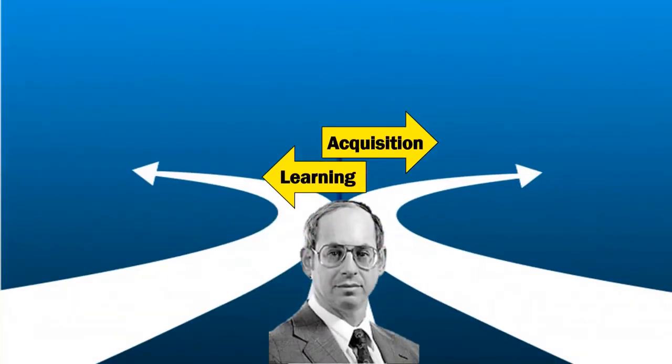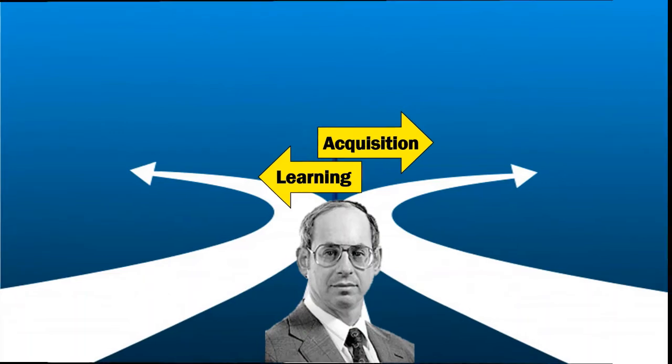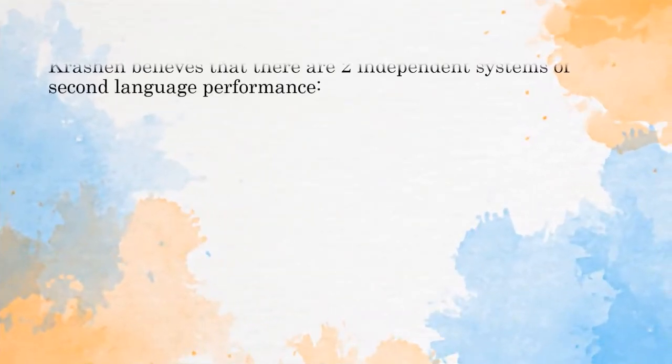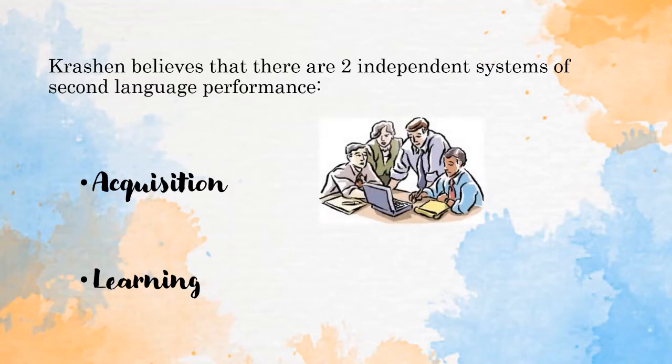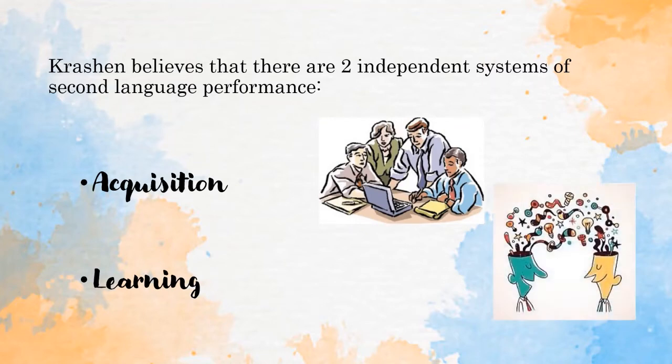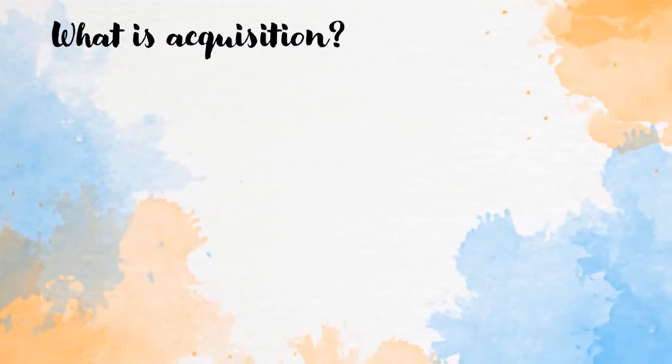Let's get started. According to Krashen, there are two ways of developing language ability: acquisition and learning. Krashen believes that there are two independent systems of second language performance: acquisition and learning. The distinction between acquisition and learning is one of the most influential theories among linguistic researchers and practitioners.